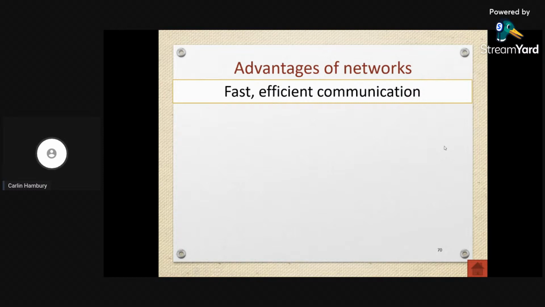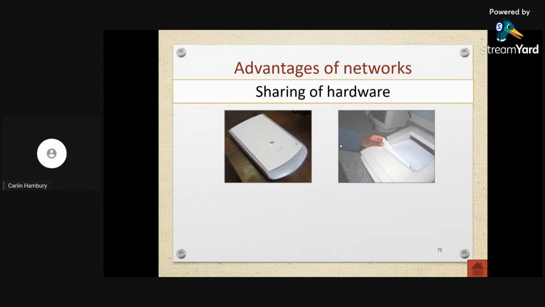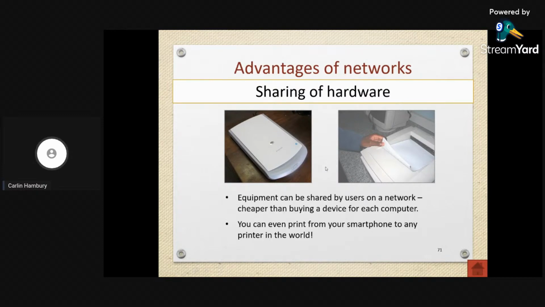Okay. Some of the advantages of networks, you don't have to know all of this stuff, but just at least two of them. It helps us with fast, efficient communication, things like instant messaging, WhatsApp, all of this, guys, we know this. We can share hardware, which means a computer lab only needs one printer because it can share that printer among a number of computers. Okay. So it's going to cut down on costs as well.